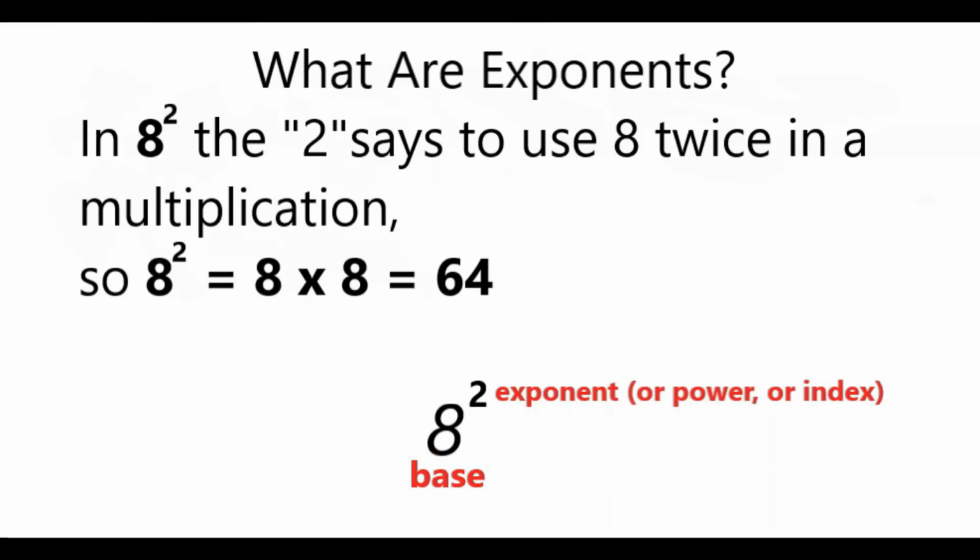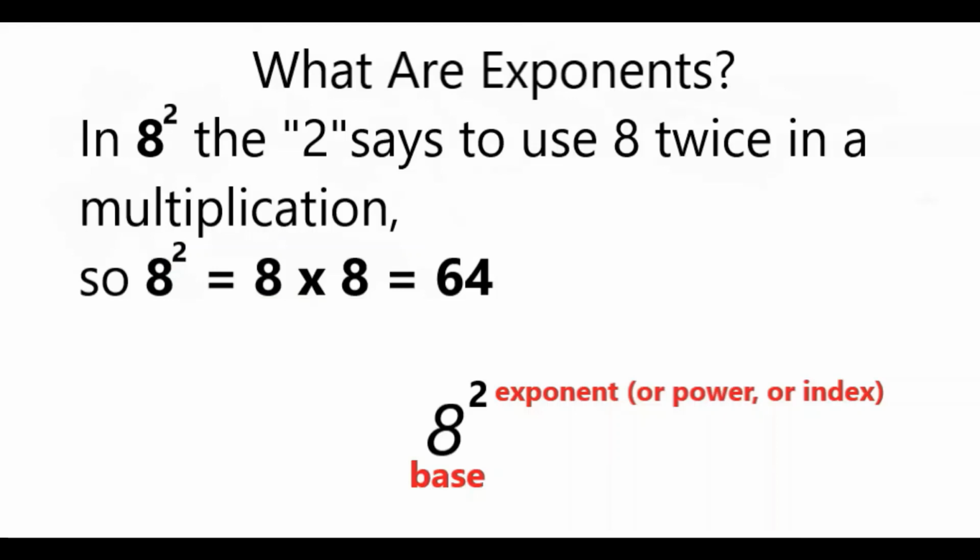So again, going back to 8 to the second power, 8 is your base number, 2 is your exponent. The exponent, or the power of 2, is telling you to multiply 8 times 8, which gives you the answer of 64.